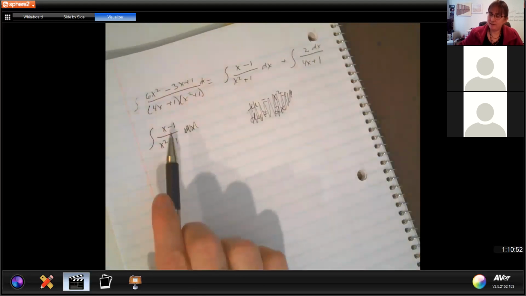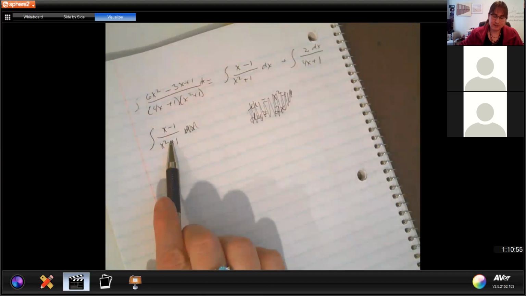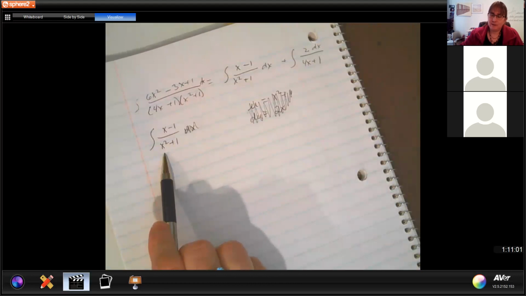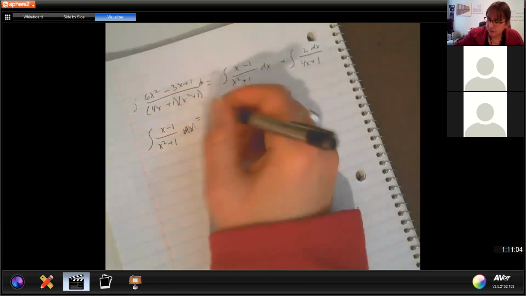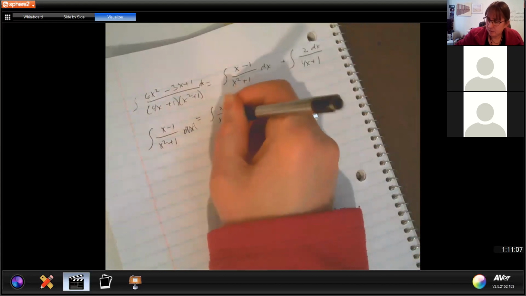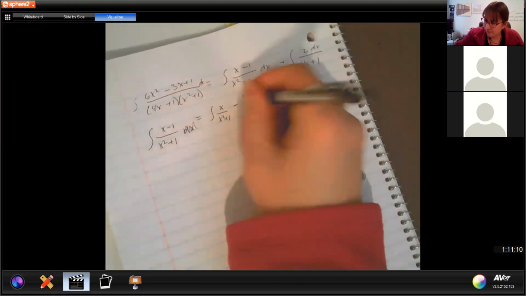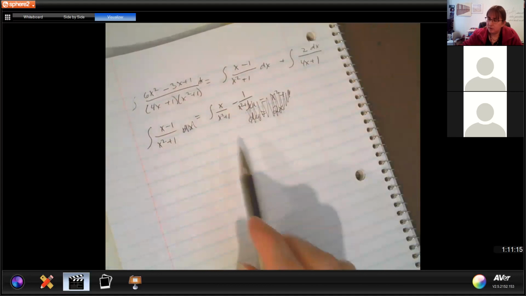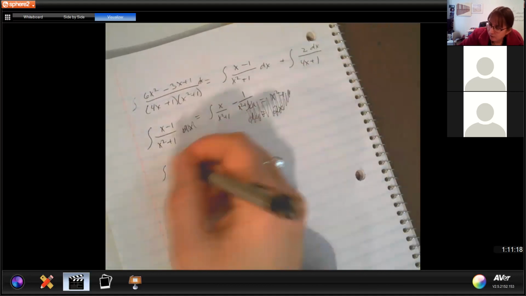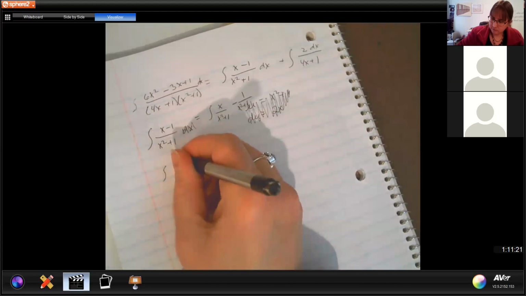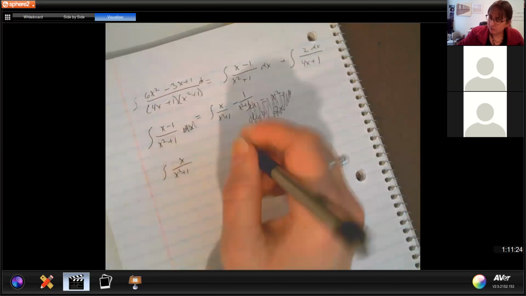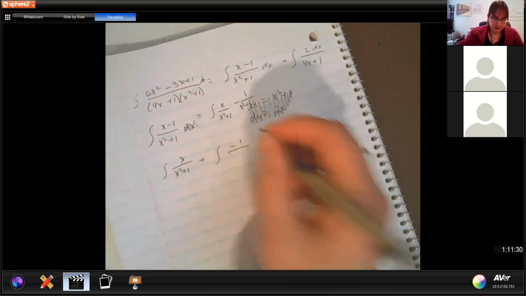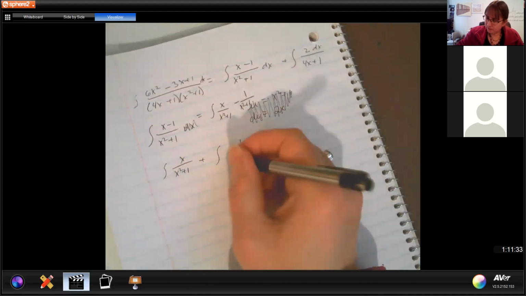I'm going to separate this fraction into two separate fractions. I'm going to separate it into x over x squared plus 1 and minus 1 over x squared plus 1. I'm just decomposing my common denominator. So now I have three integrals. One is x over x squared plus 1. And then one is negative 1 over x squared plus 1.